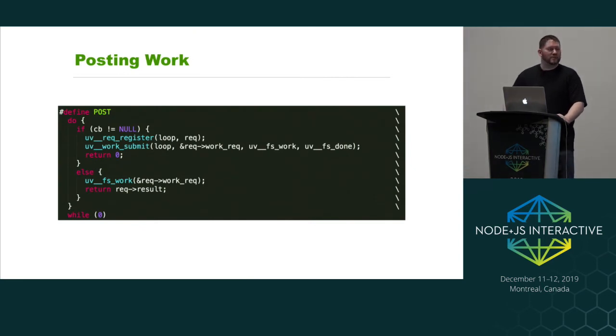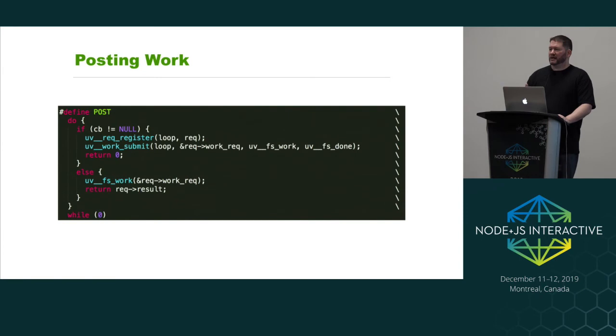So this is what the post macro looks like. Basically, it checks if the callback is null or not, so it knows if it's synchronous or asynchronous. And then if it's asynchronous, it's going to register the request with the event loop. So once it does that, it'll keep your process alive while the work is still happening. And then it'll call work submit, which takes your request and sends it off to the thread pool. You'll see UVFS work is one of the parameters.